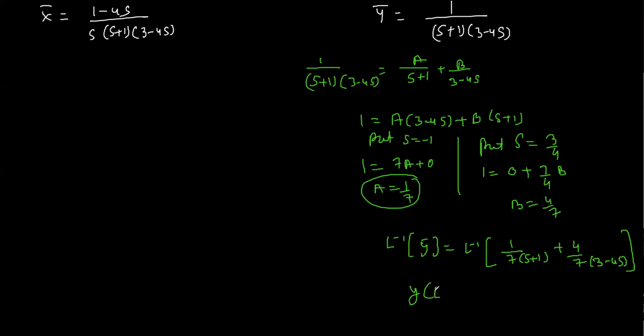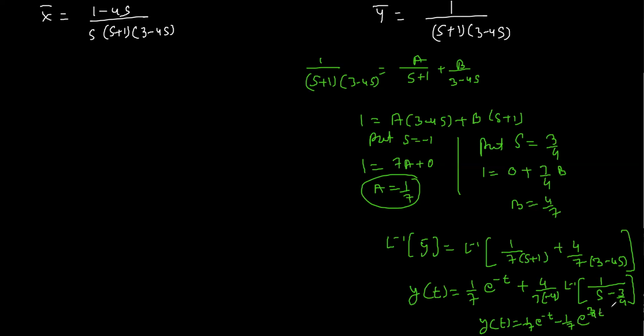Okay. You will get from here y(t) is 1 by 7, what is the Laplace inverse of this? Right? From here, take minus 4 common. Why are we taking minus 4 common? So that you will have s minus 3 by 4. Minus 1 by 7 e raised to 3 by 4 t. This is your final answer for y(t). And similarly for x(t), what do you do?